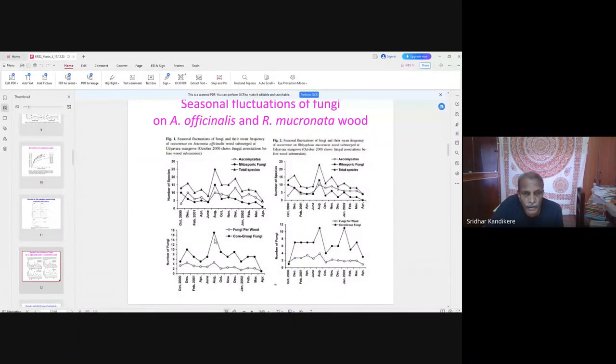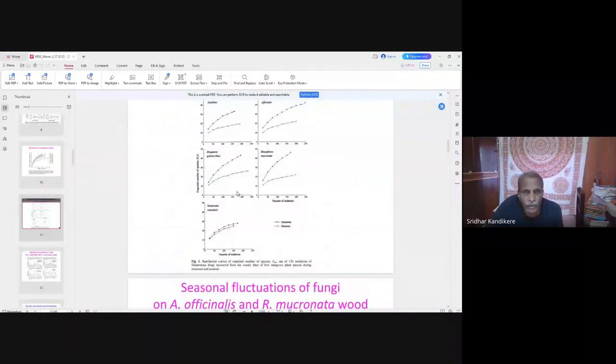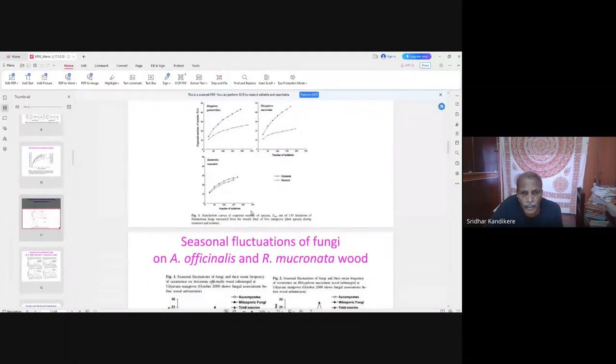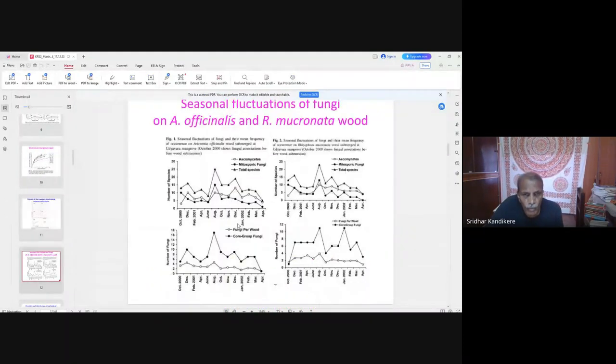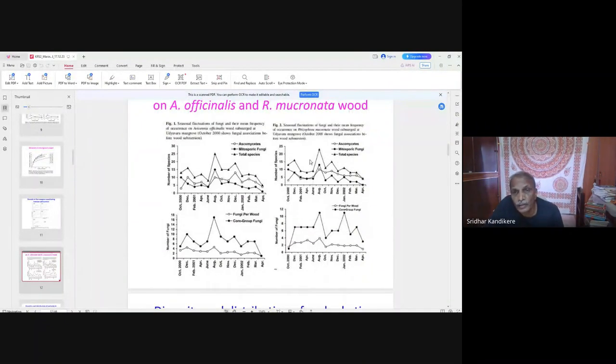The total number of fungi per wood. So this is per wood, how many fungi per wood, the average number of fungi, and also core group species. Core group species were highest during the month of August. And I think this is going to corroborate with our earlier finding that the rainy or wet season is going to provide more number of species. Similarly, the Rhizophora mucronata pattern is also more or less similar during August.